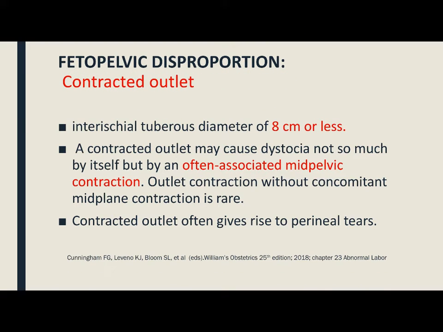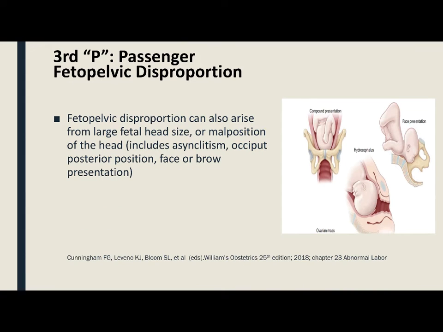Then lastly, we have a contracted outlet. A contracted outlet is often defined as an interischial tuberous diameter of 8 centimeters or less. A contracted outlet may cause dystocia not so much by itself, but by an often associated midpelvic contraction. Outlet contraction without concomitant midplane contraction is rare, and a contracted outlet often gives rise to perineal tears. Now we go to the third P, which is the passenger.